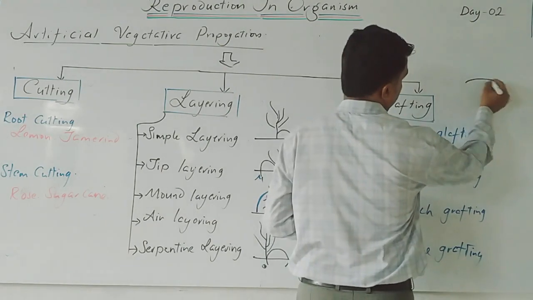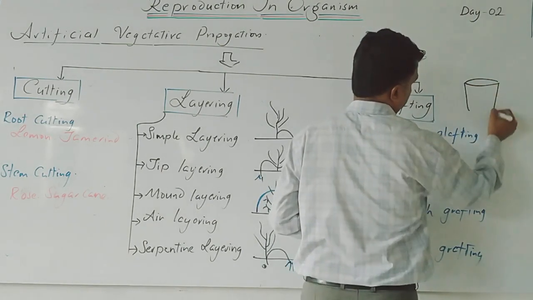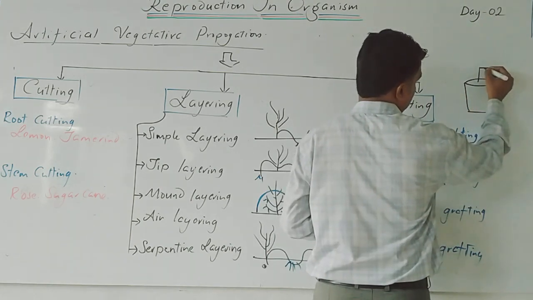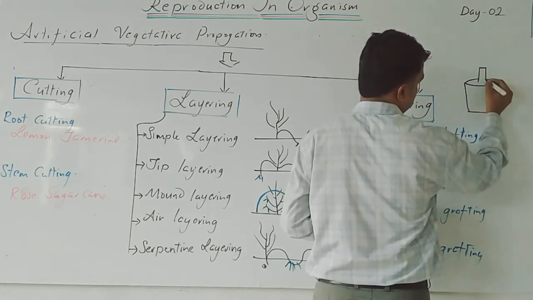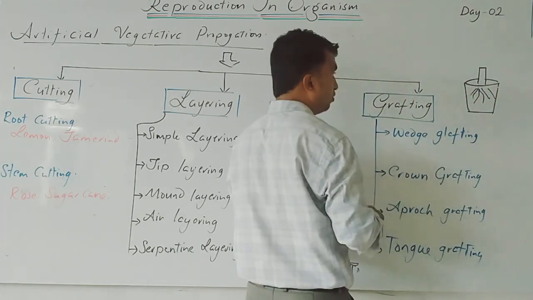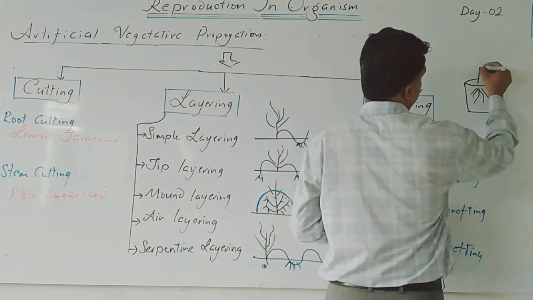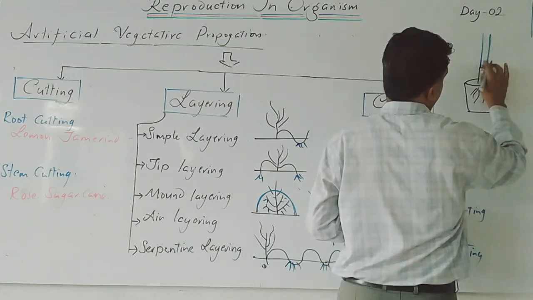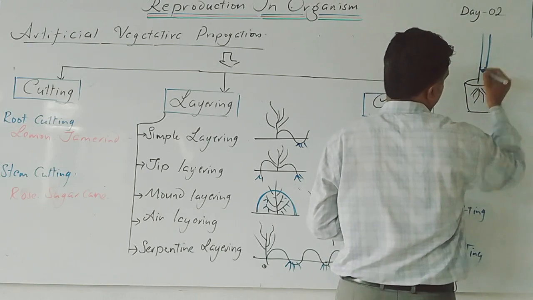So in grafting, two portions are there. This is the plant, and this is the root portion, which has a superior root system. Above that, one more portion of the same genus or related plants is grafted. So this is a graft.